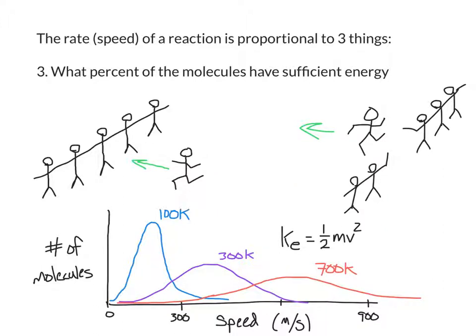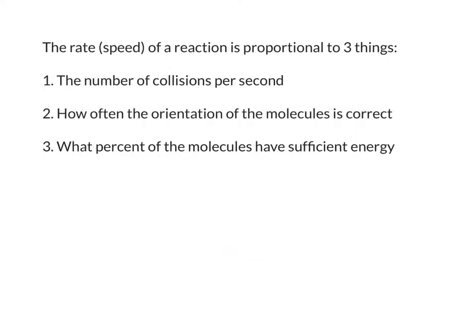The way we express this in chemistry is that kinetic energy is equal to 1/2 mv squared. It is also equal to 1/2 RT, where R is the gas constant and T is the temperature in Kelvin. In conclusion, the rate of a chemical reaction is proportional to three things: the number of collisions per second, how often the orientation of the molecules is correct, and what percent of the molecules have sufficient energy to break the bonds in the reactant molecules.